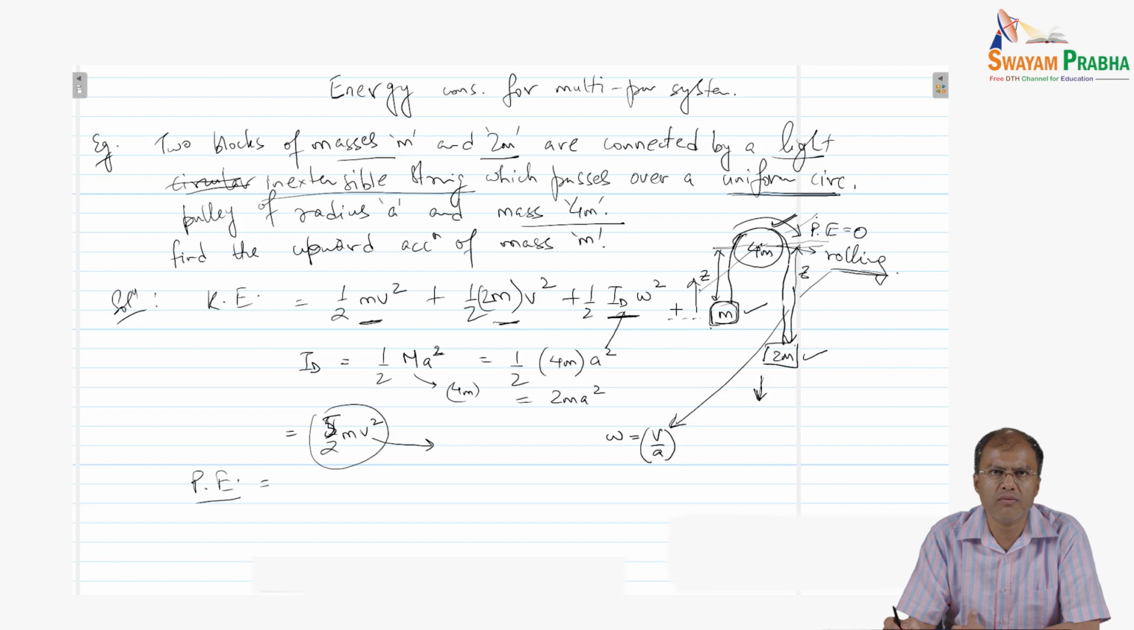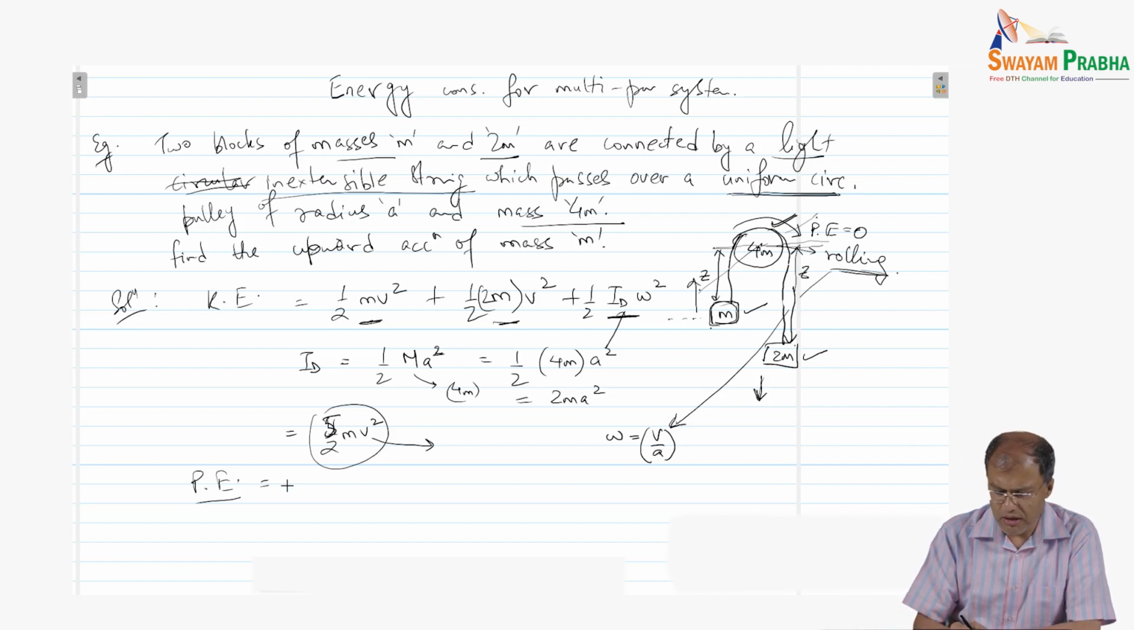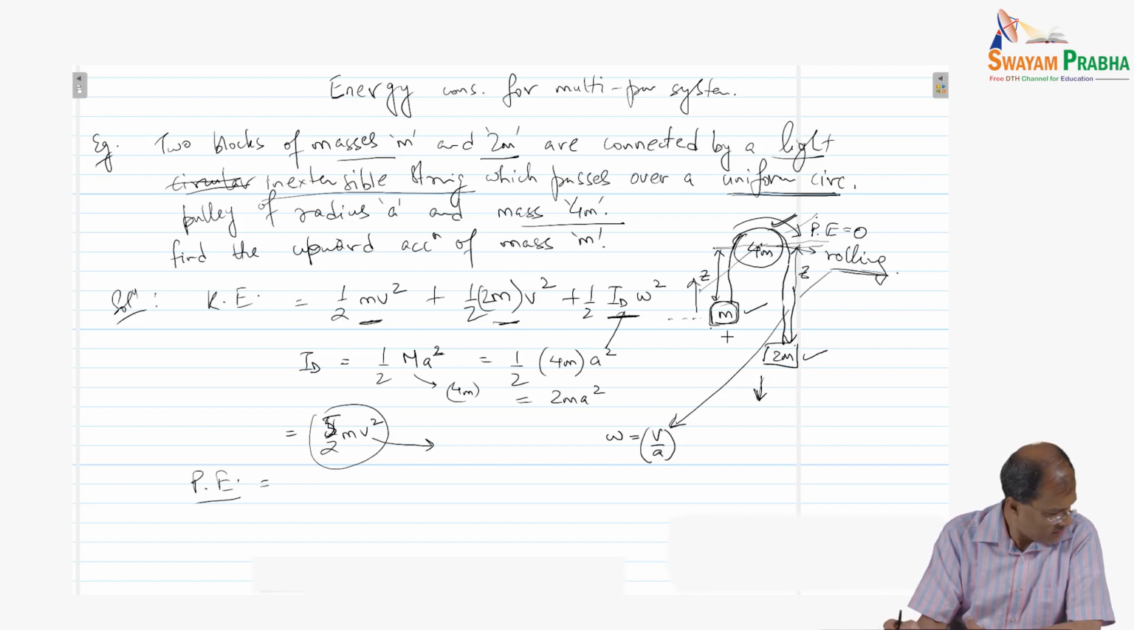Because z is a variable of the system, z being the vertical distance from the central axis of the pulley, that is going to change with time. So that's a variable. To find the total potential energy, for the lower mass, the smaller mass, we have mgz, and the larger mass is, at any given point of time, slightly lower than the smaller mass.